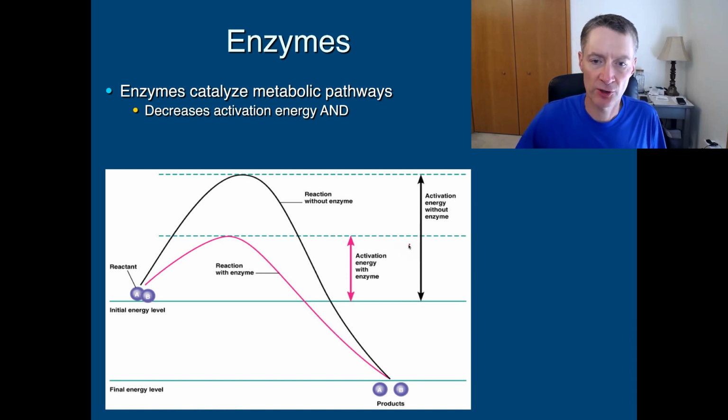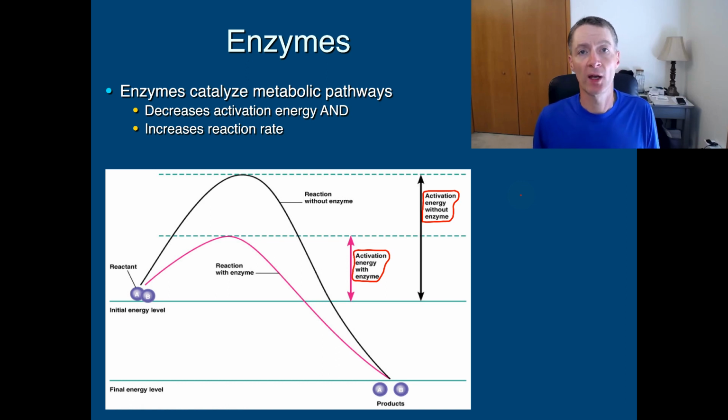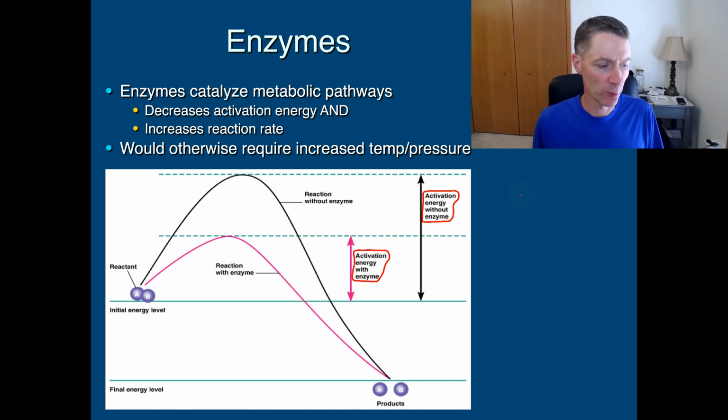Here in this picture, we've got a certain amount of activation energy that is going to be necessary to make this reaction go with the enzyme, and we have a lot more energy we would need if the enzyme wasn't there. So it decreases activation energy, and these enzymes, as a result, increase reaction rate. They make the reactions go faster. Otherwise, we need to add heat, okay?